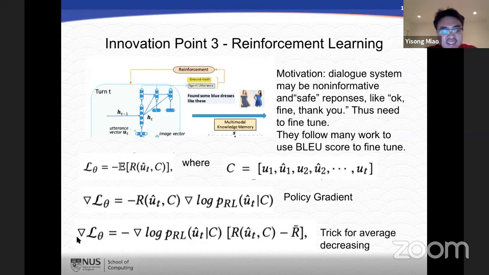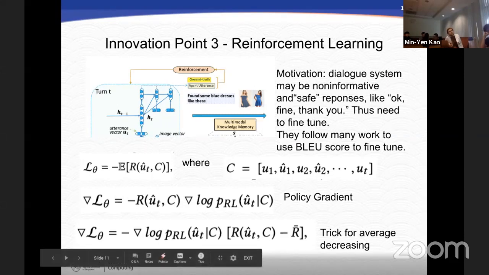Actually, I didn't understand how they measure, what's the ground truth in the dialogue? So the ground truth, I think, is the actual dialogue that was emitted by that particular data set. Is that right?